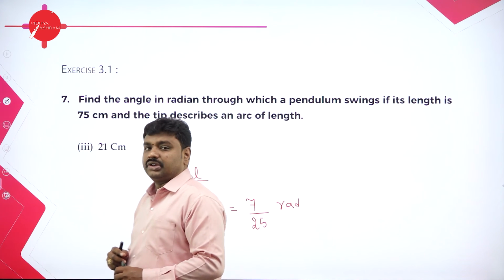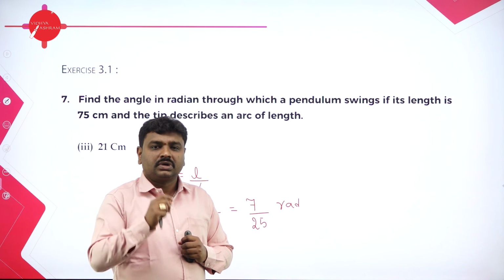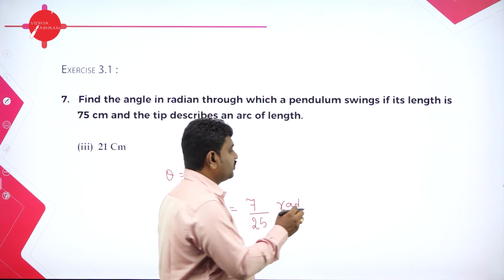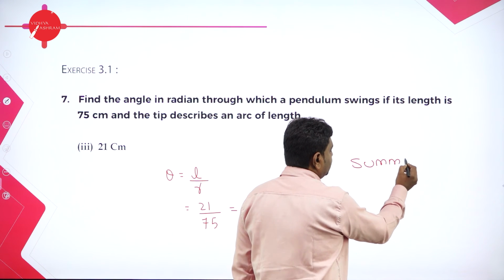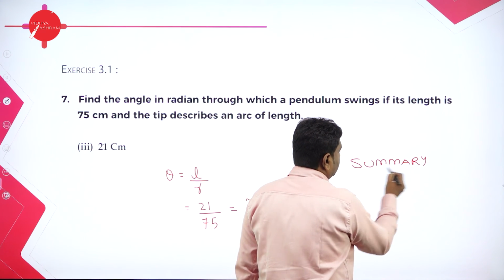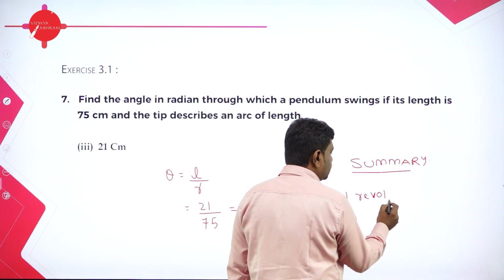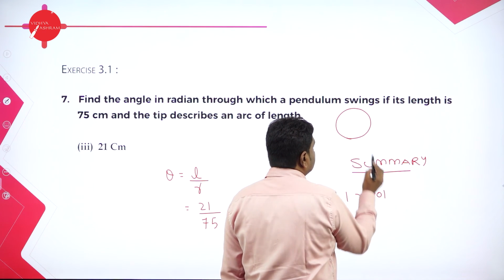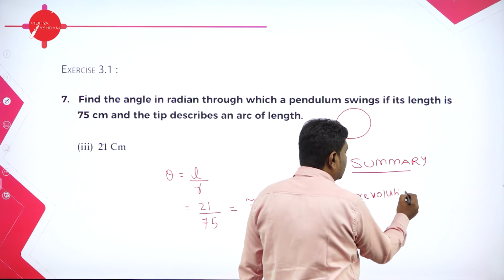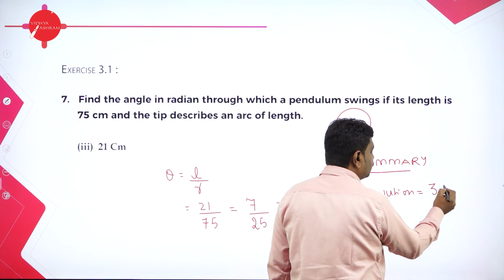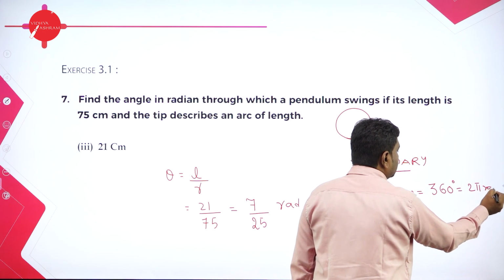Next. In today's class, I have done problems on number of revolutions. The basics. Let me summarize what we have done. The first concept I taught you is one revolution. What is one revolution? One complete rotation. One complete rotation is the total angle. In one revolution, we have 360 degrees. 360 degrees is what? 2 pi radians.